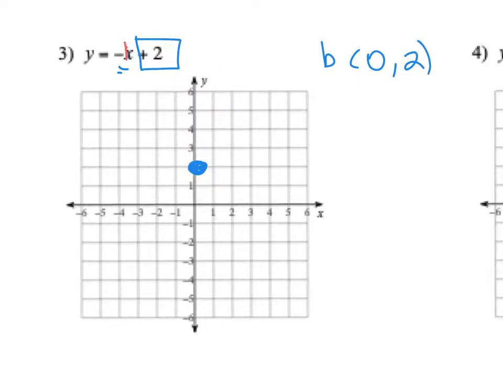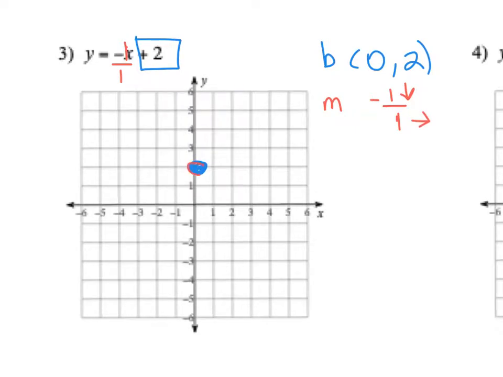Now, remember that slope must be a fraction because I have to go down and right or up and right. So -1 as a fraction is -1/1. So my slope, or how I move, is -1/1. Because my slope is negative, I'm going to go down and right. If my slope was a positive number, I would go up and right.